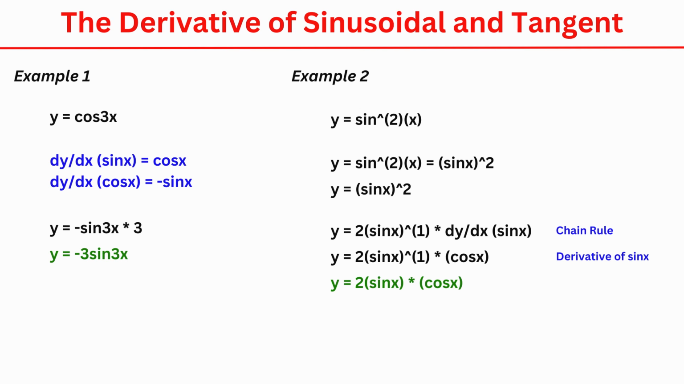Here's another one. We need to find the derivative of y equals sine to the power of 2 x. Since y equals sine squared x equals sine x to the power of 2, we can use the chain rule to find the answer, which is 2 sine x cos x.